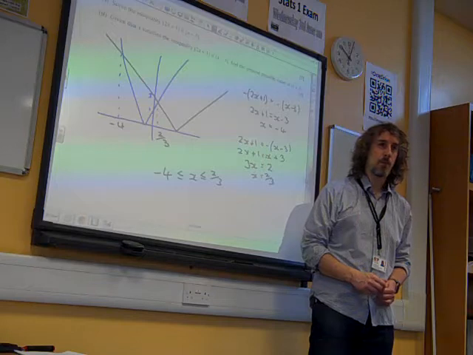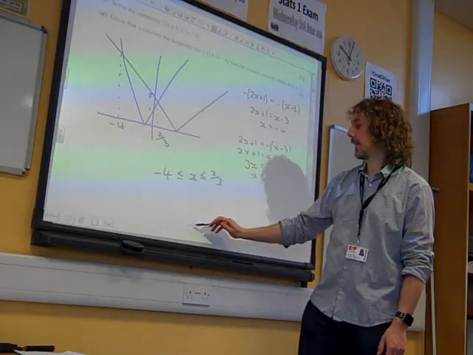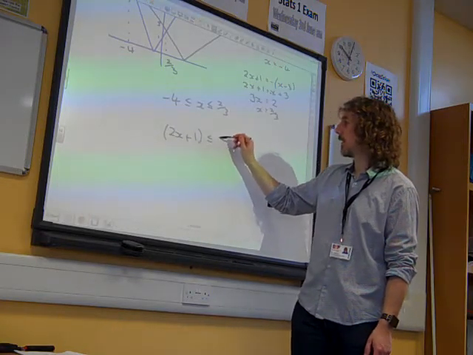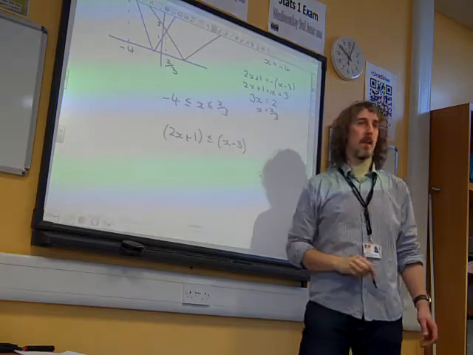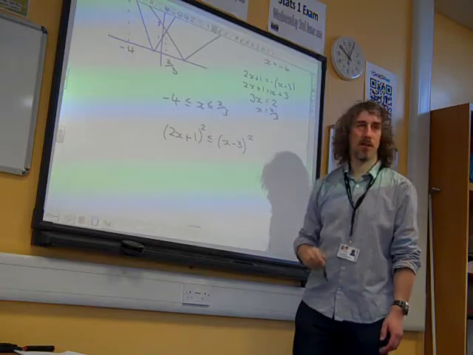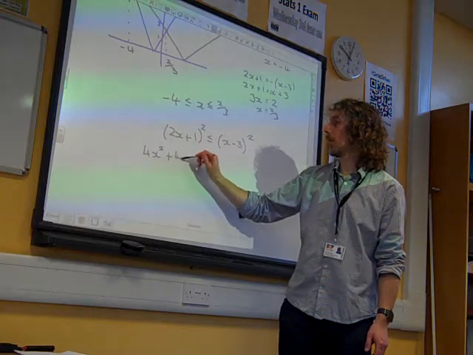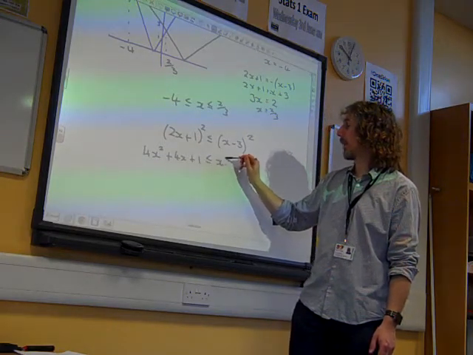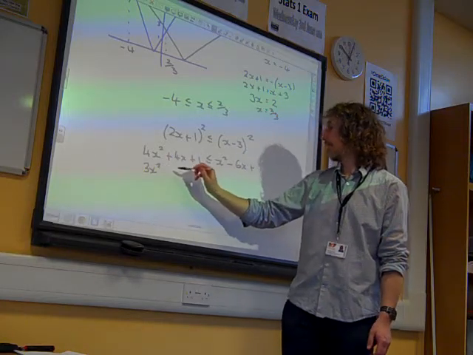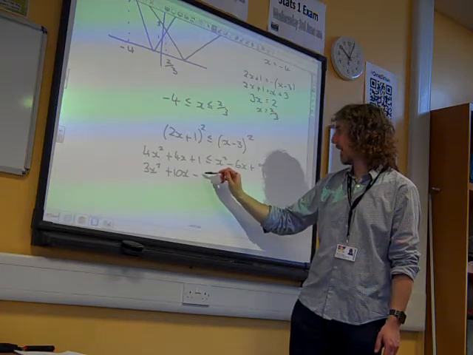That's what Dave would have done. But Dave is well aware that 90% of students would not have done it that way. Faced with this inequality, they would think that instead of modulus, another way that makes things positive is squaring it. So let's do 4x squared plus 4x plus 1 is less than or equal to x squared minus 6x plus 9. So that's 3x squared plus 10x minus 8.